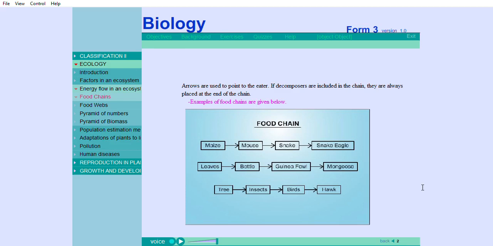Arrows are used to point to the eater. If decomposers are included in the chain, they are always placed at the end of the chain. Examples of food chains are given below.